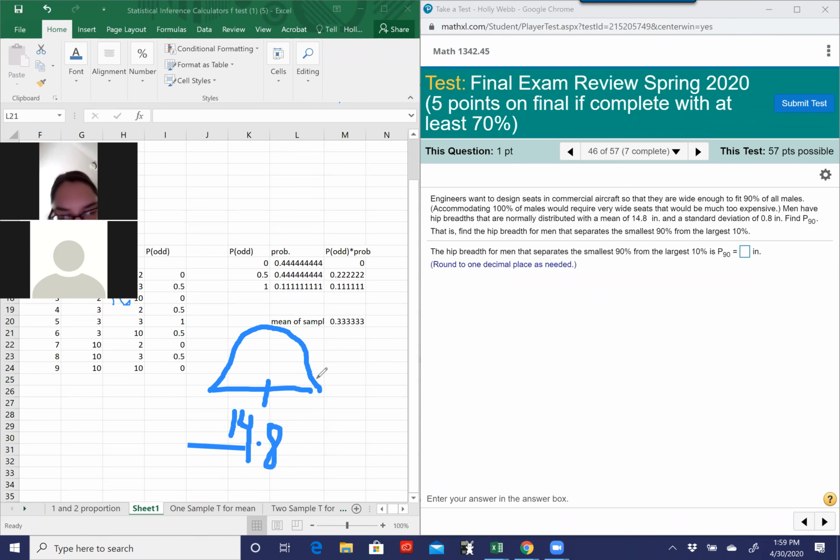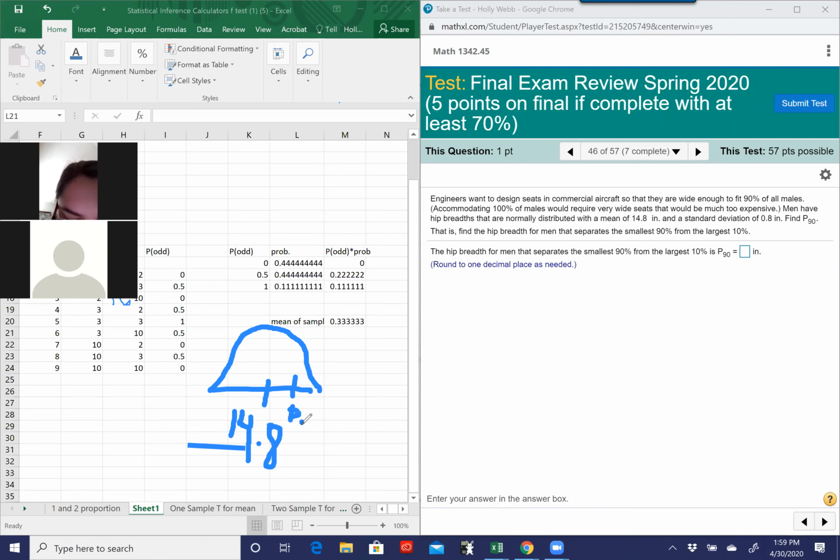And we want to find P90, and P90 is going to be the 90th percentile. So P90, that's a hip breadth, where 90% of the data is less than. So is it going to be on the left or the right of this curve? P90 is going to be a large hip breadth. 90% of people have narrower hips. So it's actually going to be over on the right. And it's a data point. It's not an area. It's the 90th percentile.